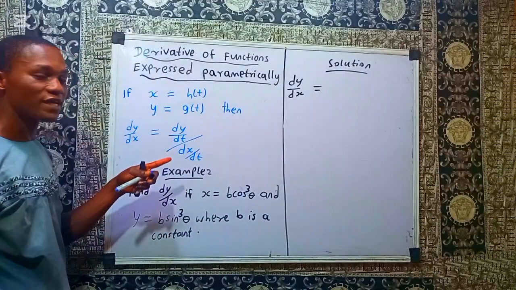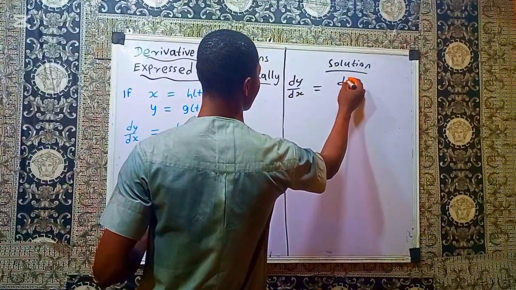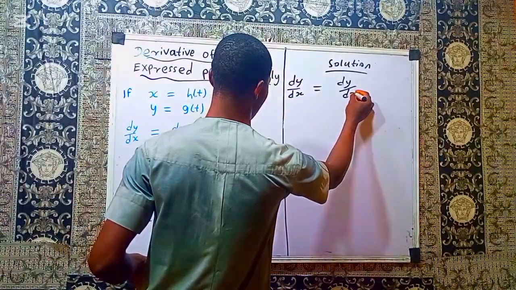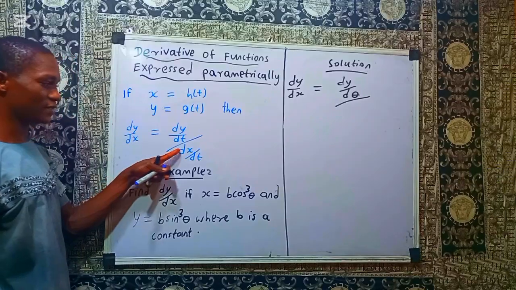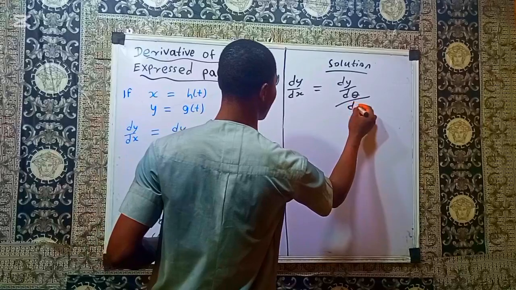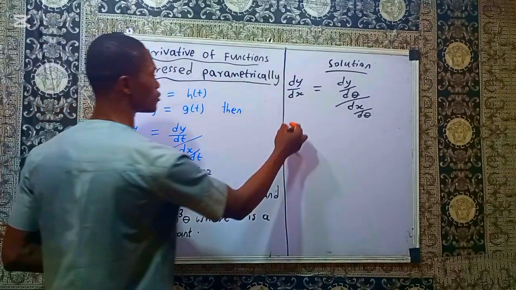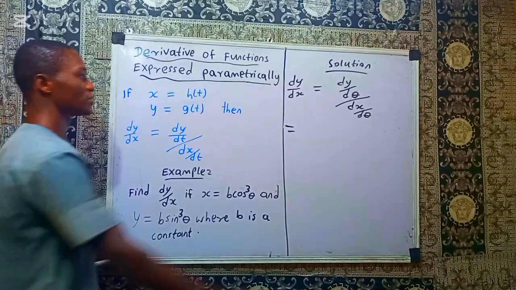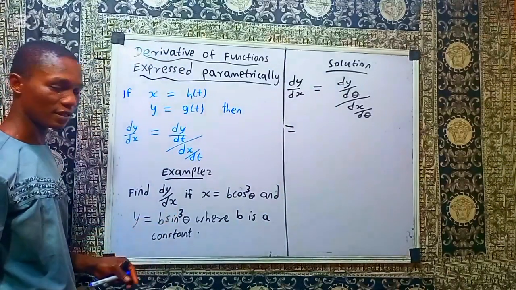By the formula we have here, it will be derivative of y with respect to the variable. What is the variable here? Theta. In this example, dy/dtheta divided by what? Derivative of x with respect to the variable. But what's the variable in this case? Theta. So we have derivative of x with respect to theta, dx/dtheta. So we are going to perform this operation we have written on the board. According to the operation, we have to differentiate y with respect to theta. So y is b sine raised to power 3 theta.